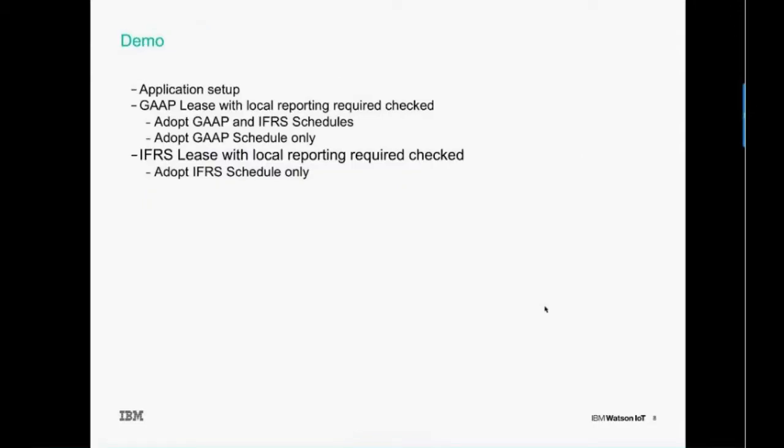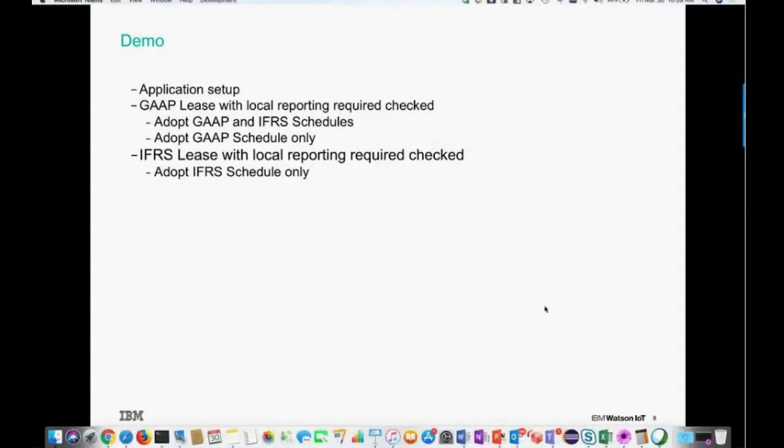Demo. Now I'm going to go through the application setup, and then a GAAP lease with the local reporting required checked. We're going to do GAAP and IFRS schedules, and GAAP schedule only, and for the IFRS lease we're going to do only the IFRS schedule. Okay. I'm going to the product.